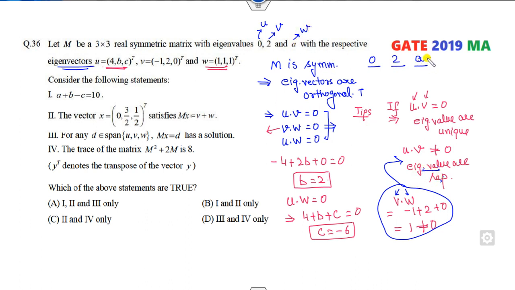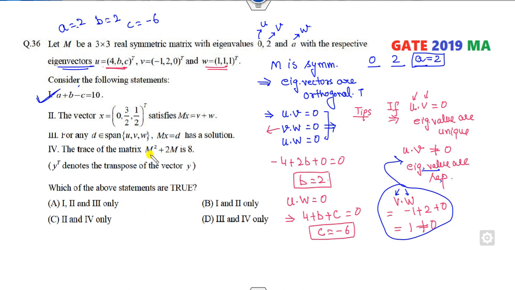So what is the meaning of that? The a value must be 2. Fine. So we get a as 2, b as 2, c as -6. So a plus b minus c is 10, which is the correct statement. So 1 is the correct statement. Now look at the another one.